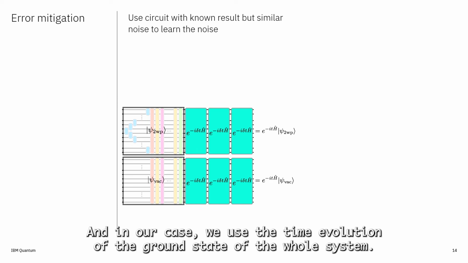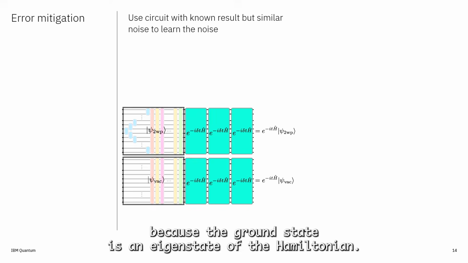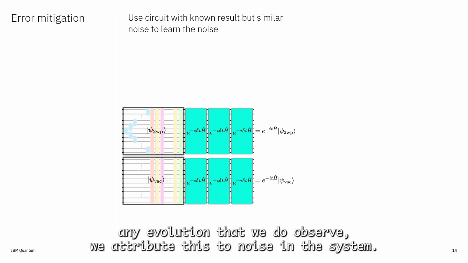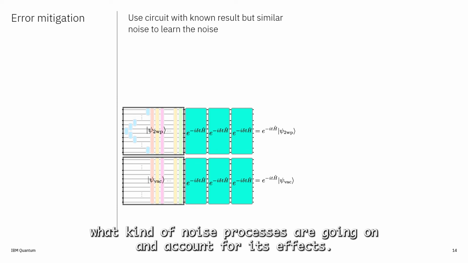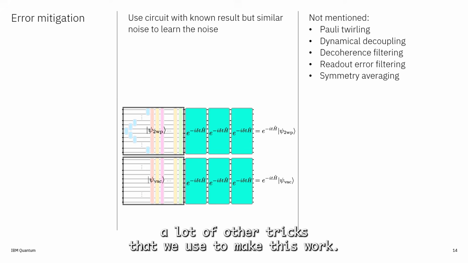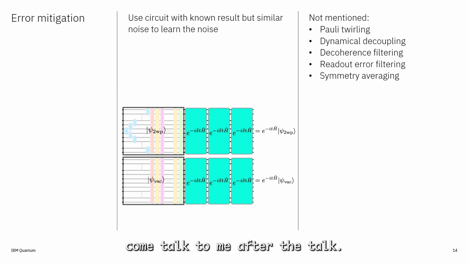And in our case, we use the time evolution of the ground state of the whole system. And this is easy classically because the ground state is an eigenstate of the Hamiltonian, and it does not evolve. Any evolution that we do observe, we attribute to noise in the system. And so we use this to learn what kind of noise processes are going on and account for their effects. And here I am sweeping under the rug a lot of other tricks that we use to make this work. And if you're interested in learning about them, please come talk to me after the talk.